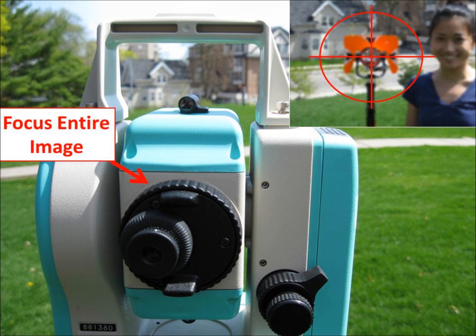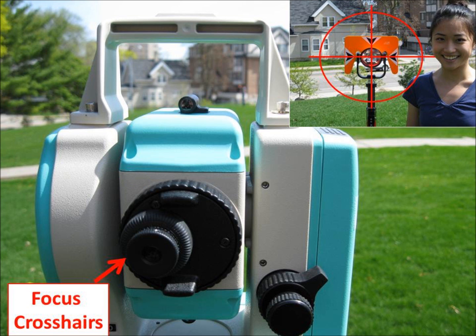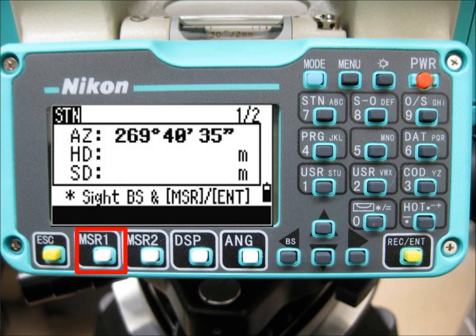Use the large knob that surrounds the scope to focus the entire image. Use the smaller knob surrounding just the eyepiece to focus just the crosshairs. This will reduce measurement error. When the prism is sighted and the image is focused, press the MSR1 button to take a measurement.